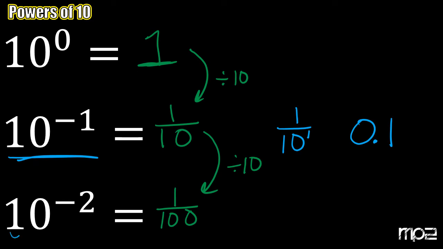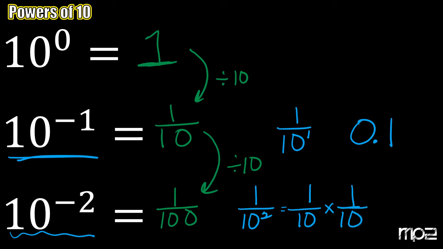Another way, focusing on 10 to the negative second power, I can write that as 1 over 10 squared, which is the same as saying 1 over 10 times 1 over 10. So you can see I'm just writing this fraction 1 over 10 two times with multiplication in between. And I can also write this as the decimal 0 and 1/100th. And this pattern repeats on and on and on again.